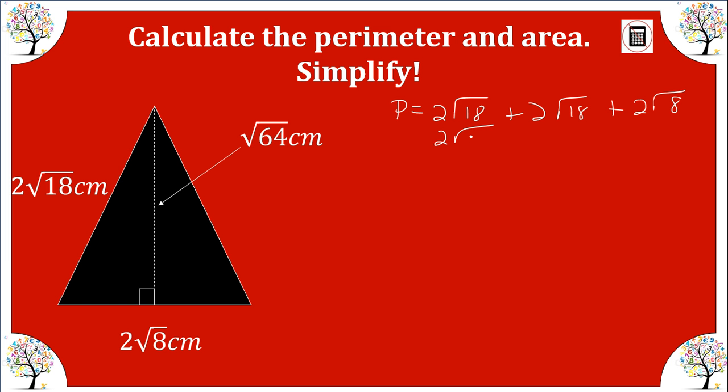So 18 can be broken down into 9 times 2. The square root of 9 is 3. 3 times 2 is 6, radical 2.